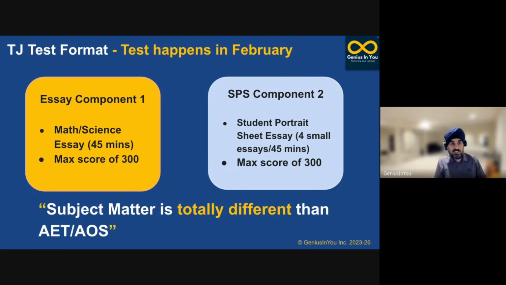So this is the first component, and this is not a time-limited component. They give a full 90 minutes and you do components 1 and 2, unlike Academies of Loudoun. But generally, the math essay takes 45 to 50 minutes, with a score of 300.